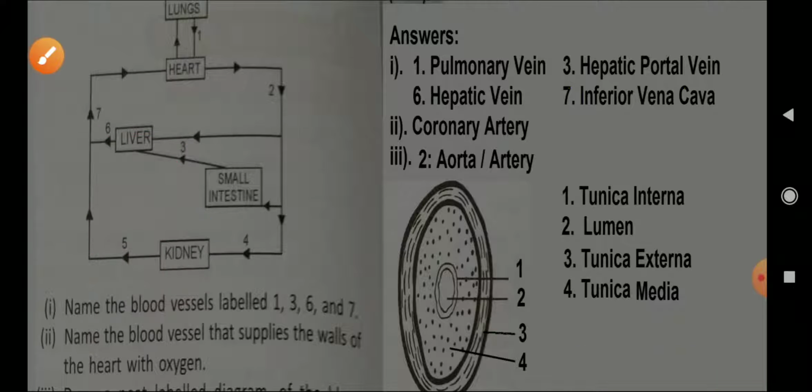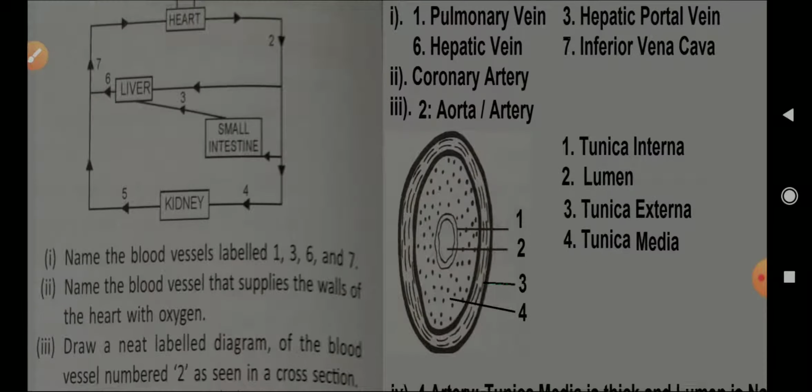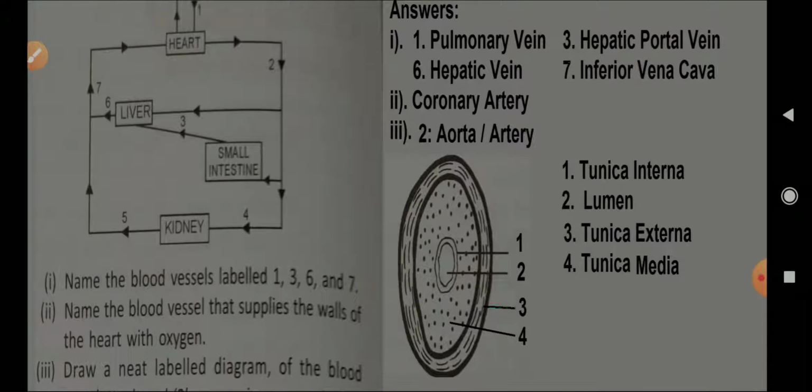Number 2, name the blood vessel that supplies walls of the heart with oxygen. Coronary artery. Draw the neat labeled diagram of the blood vessel number 2. If you see number 2, it is aorta, or you can say artery.